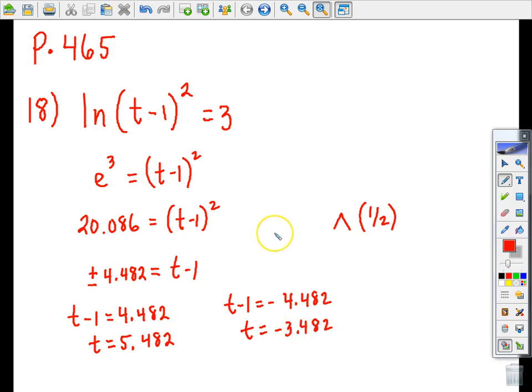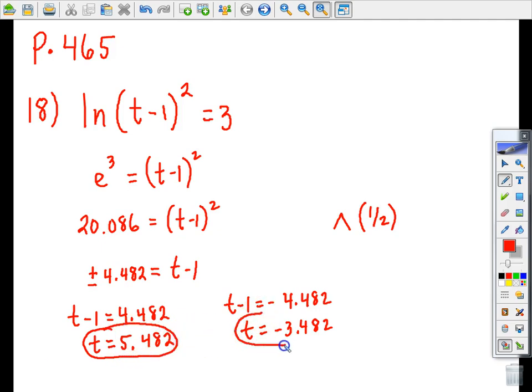Okay, and then just taking a look, remember I told you earlier that you cannot ever evaluate the log of a negative number. So at the outset, you might disregard this negative answer, but take a closer look. If we let t be negative 3.482 minus 1, that makes it negative 4.482. But then when we square that, when we square a negative number, it makes it positive. So as it turns out, we're not evaluating the log of a negative number after raising it to the second power. So both of these answers are valid.